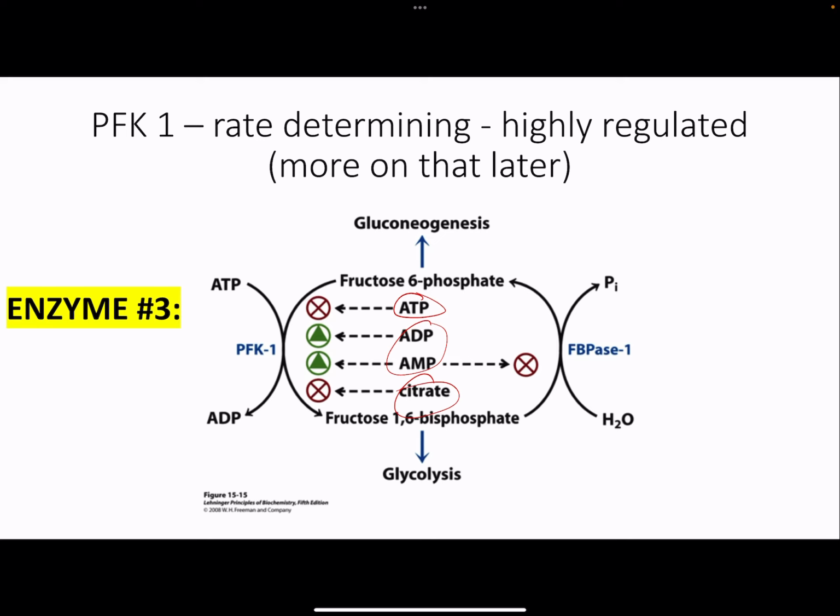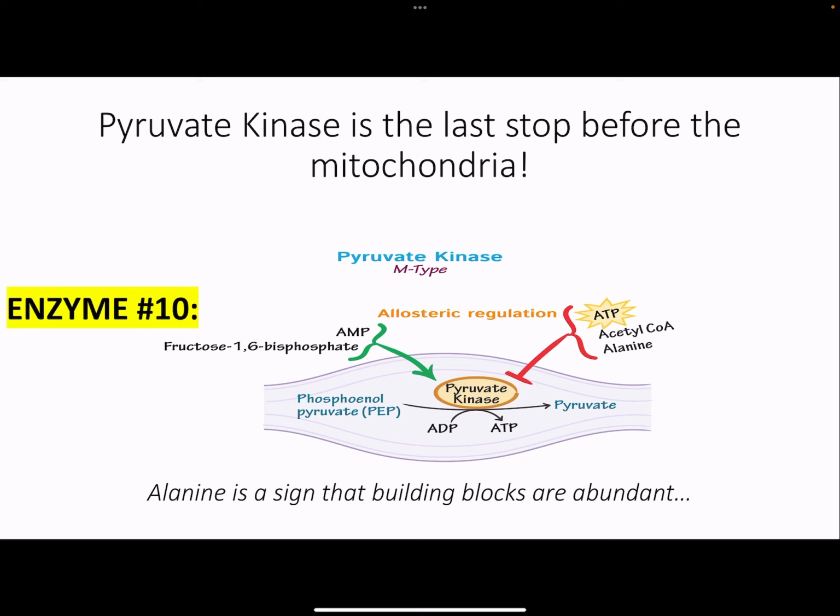And then pyruvate kinase, the last enzyme of glycolysis before we put it into the mitochondria. AMP is indicative of a low energy state. This is telling us we've got a big shipment of a whole bunch of stuff beforehand, so we need to take it in, and there's a bunch of stuff coming your way. So go ahead and start working really hard.